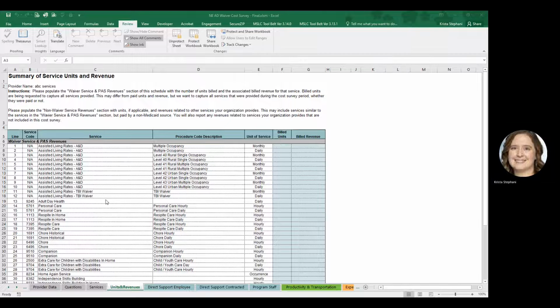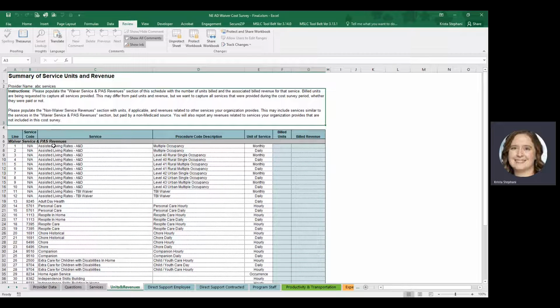On this tab, the Units and Revenue tab, we are interested in collecting information related to the billed units and billed revenue for each of the applicable services that your agency provides. As you can see, all of the potential services that are being included in this cost survey are included in the waiver, service, and PASS revenues section.